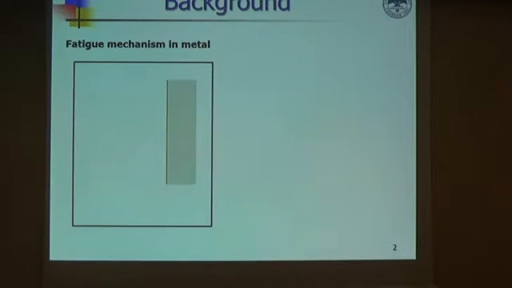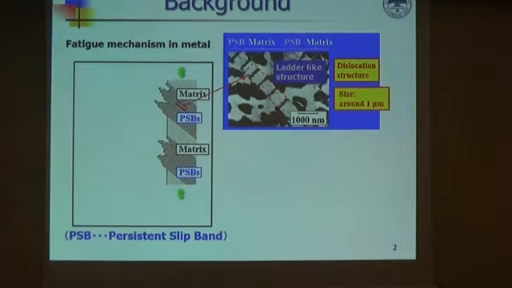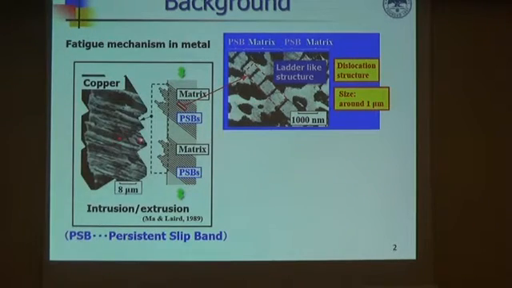When a cyclic load is applied to metal materials, persistent slip band, PSB, is generated. Inside this PSB, you can find a ladder-like structure which is formed by self-organization of dislocations. On the other hand, on the surface, the PSB introduces intrusions and extrusions.